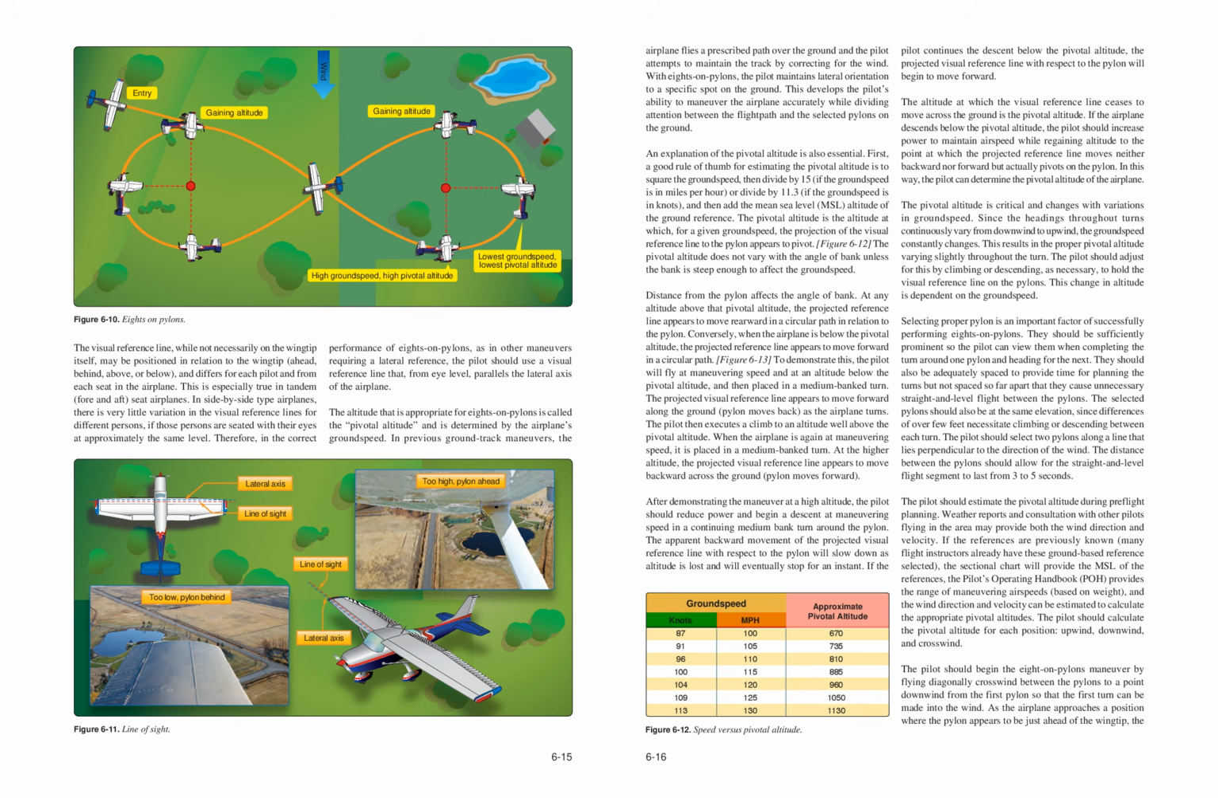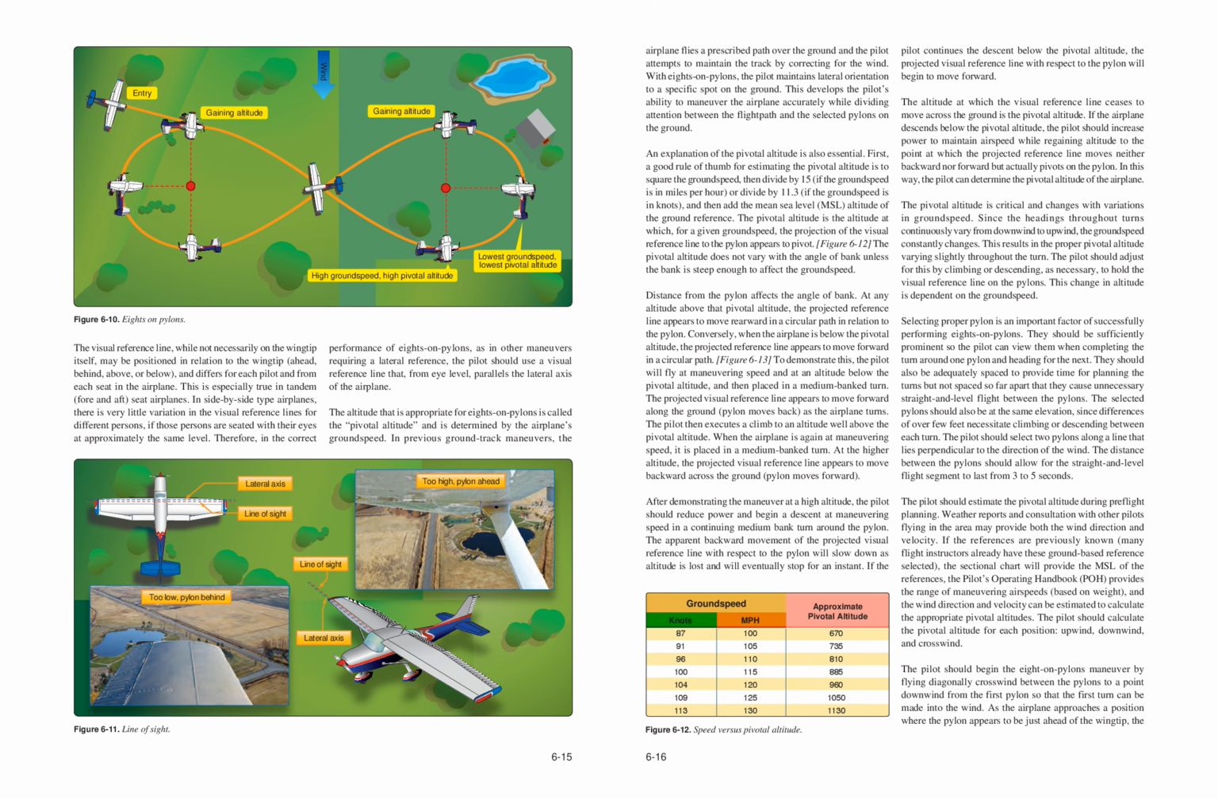The pilot should select two pylons along a line that lies perpendicular to the direction of the wind. The distance between the pylons should allow for the straight and level flight segment to last from 3 to 5 seconds. The pilot should estimate the pivotal altitude during preflight planning. Weather reports and consultation with other pilots flying in the area may provide both the wind direction and velocity. If the references are previously known, many flight instructors already have these ground-based references selected. The sectional chart will provide the MSL of the references.